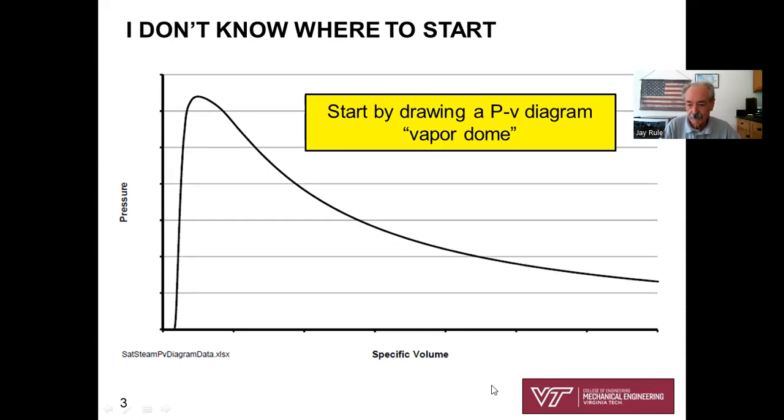Here's your starting point. So I must insist, this is where you start every time. Start by drawing with pencil and paper, or however you do your work, a pressure specific volume vapor dome. So this is a to scale version of what a pressure volume PV diagram vapor dome looks like for H2O. Specific volume, remember the units of specific volume, cubic meters per kilogram or cubic feet per pound mass. Let's start. Draw that down.